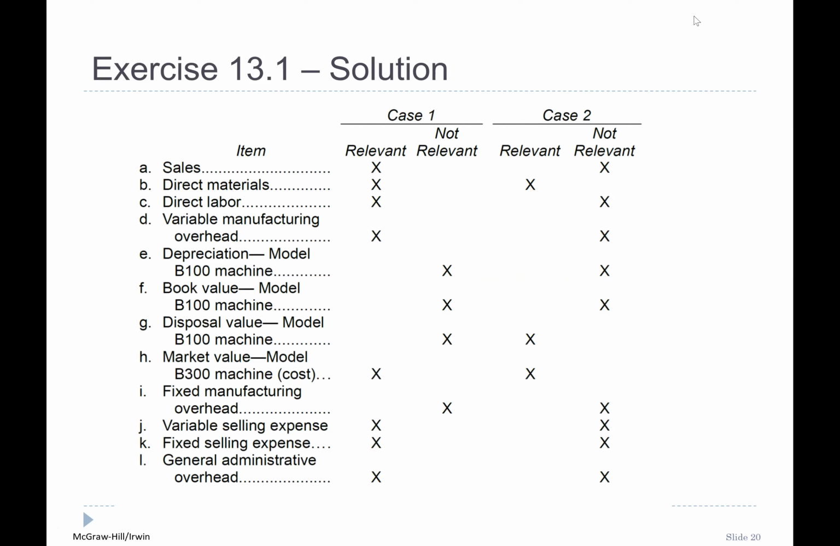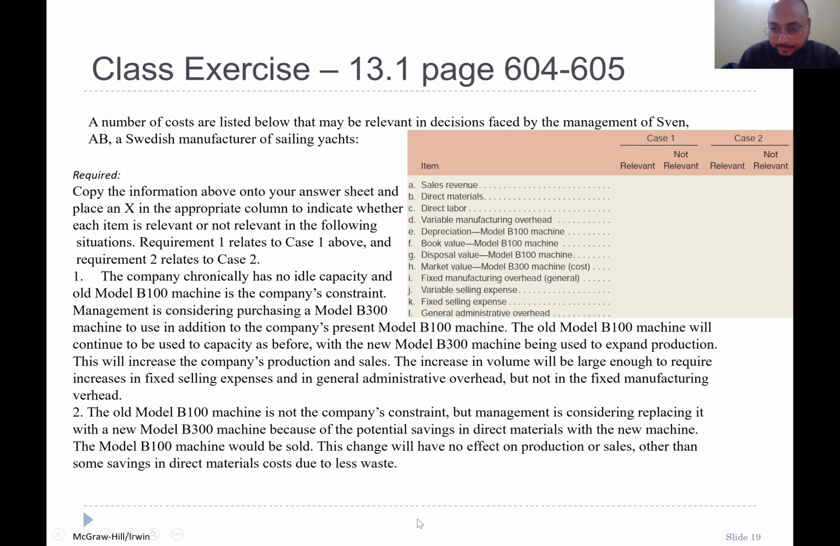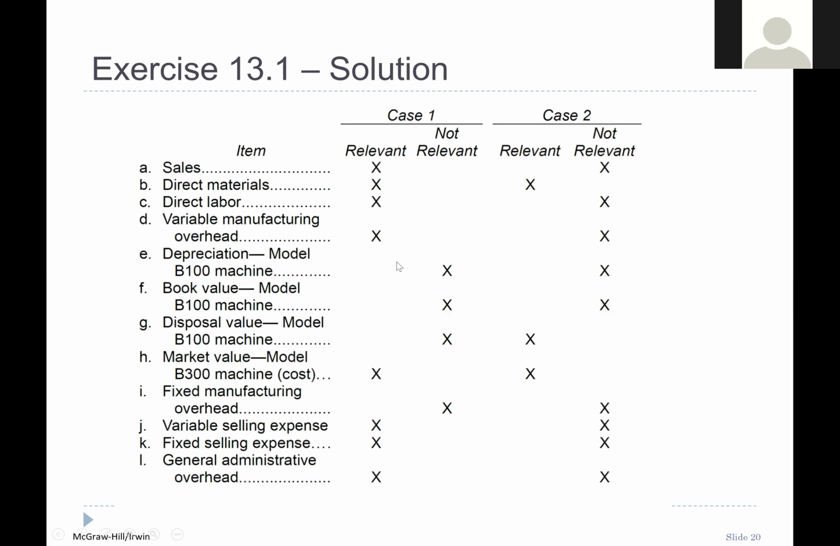Isn't it going to affect the general administrative overhead? No. The question says this change will have no effect on production or sales other than some savings in direct material. The only saving is in direct material. All other things remain the same. Right? So this is how we use the stuff.